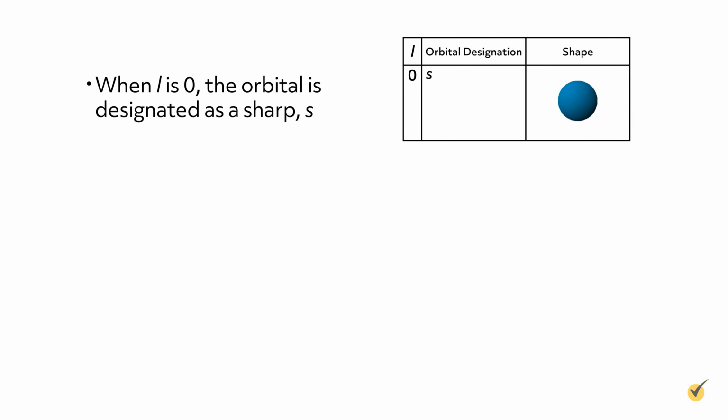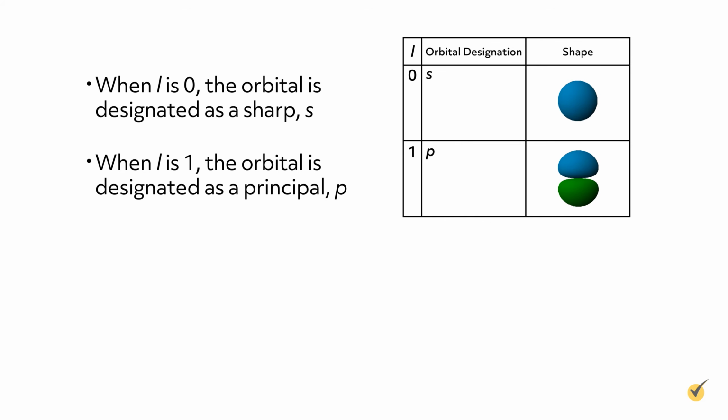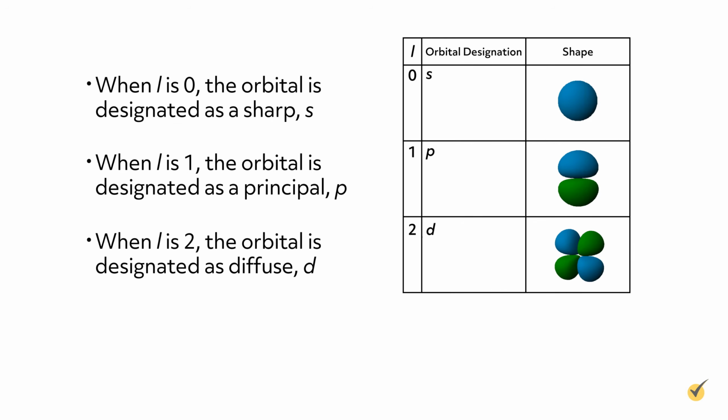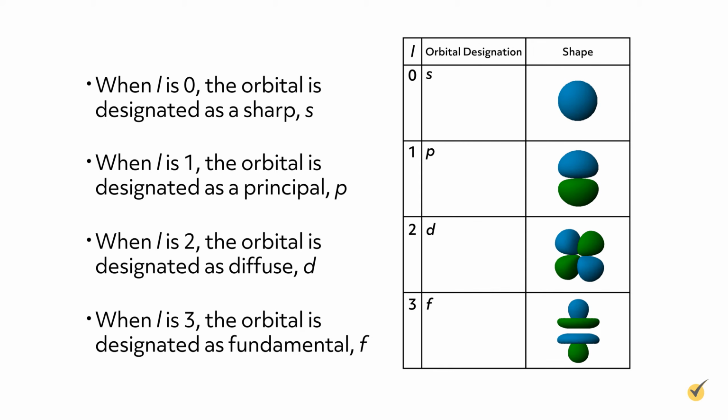When L is 0, the orbital is designated as a sharp, or s, orbital, which is a sphere and is the standard image most of us have for electron orbitals. But not all orbitals are spherical. When L is 1, the orbital is designated as a principal, or p, orbital, which looks like a barbell. As L increases, the orbital shapes become more complex: the d, diffuse, orbitals when L equals 2, and f, fundamental, orbitals when L equals 3.